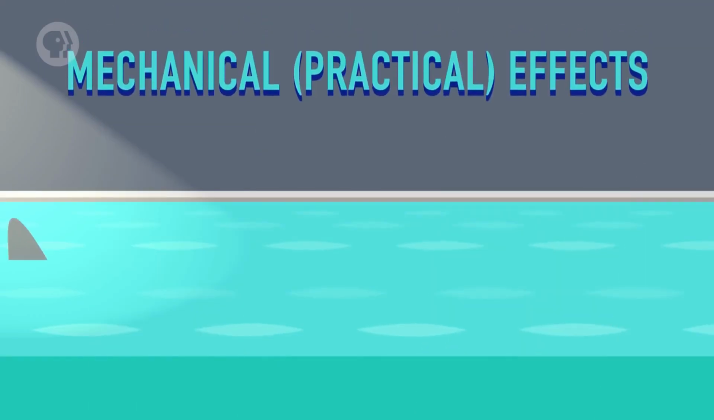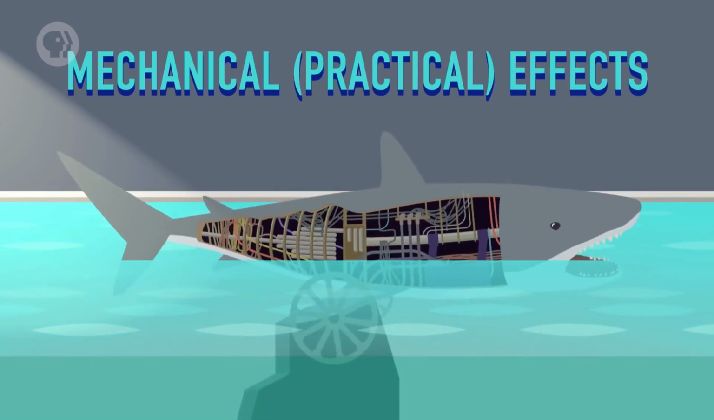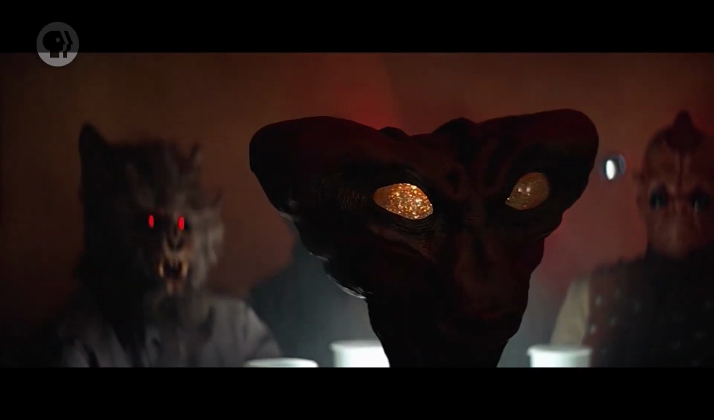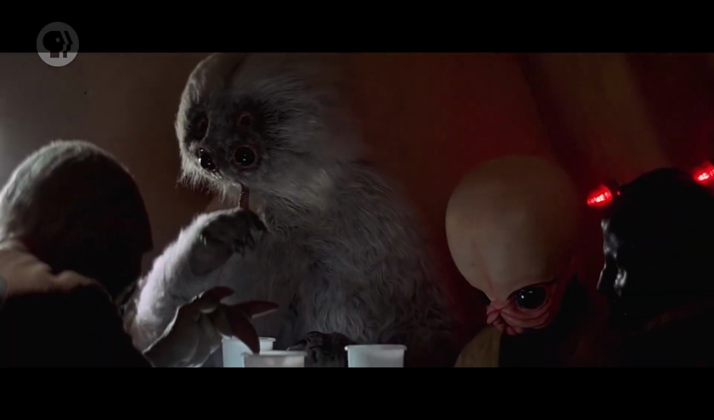Mechanical or practical effects are special effects created on set. These include physical character creation, puppetry, animatronics, and more. Think of the cantina scene in the original Star Wars film, before Lucas went in and used computers to tinker with everything, and no, I'm still not over it. All those creatures were either puppets, animatronics, or human actors wearing prosthetic makeup or costumes.